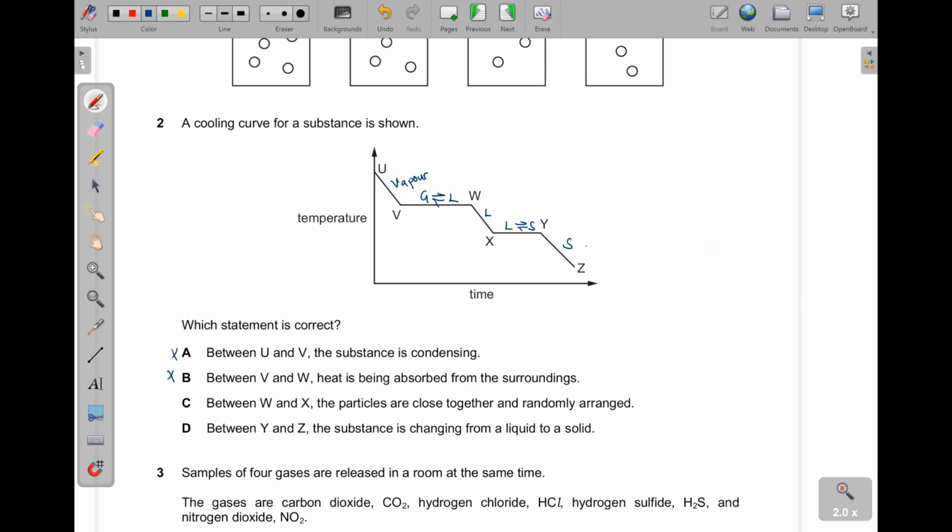And then we have C. Between W and X, the particles are close together and randomly arranged. W and X, we are seeing it here. It's a liquid only. Particles are close together, yes, in a liquid, and they can slide over each other. They are randomly arranged. So that one is correct. So the answer has to be C. But let's check D. Between Y and Z, the substance is changing from the liquid to the solid. No, it is already a solid.